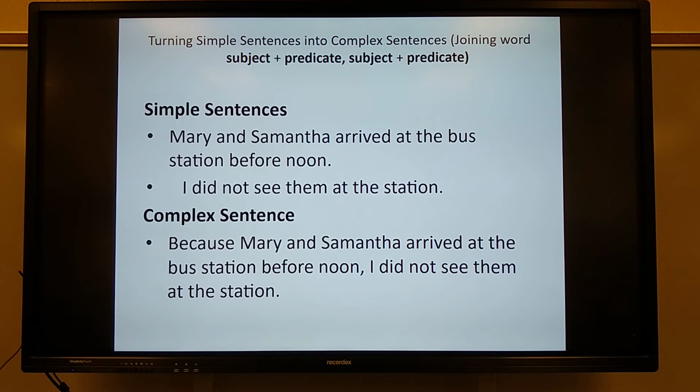Turning simple sentences into complex sentences using this pattern: joining word, subject, predicate, comma, subject, predicate. So let's say I have these two simple sentences. Mary and Samantha arrived at the bus station before noon, and I did not see them at the station. If I wanted to combine those, I could use the joining word because. Because Mary and Samantha arrived at the bus station before noon, comma, I did not see them at the station.